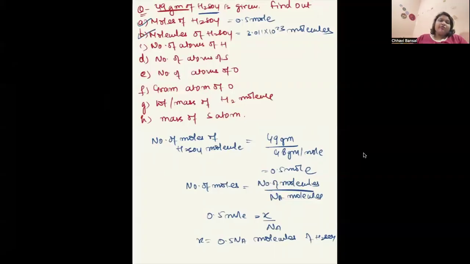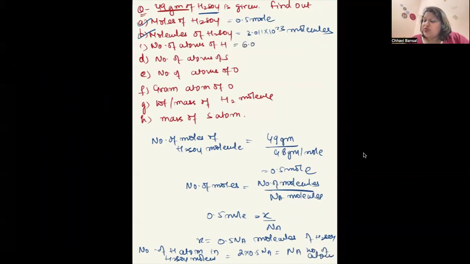Next is number of atoms of hydrogen. We know the number of molecules of H2SO4, right? And each molecule contains 2 hydrogen atoms. So number of hydrogen atoms in H2SO4 molecules will be equal to 2 into 0.5 Na, which is equal to Na number of atoms. So the answer to the third part is 6.022 into 10 raised to the power 23 atoms.